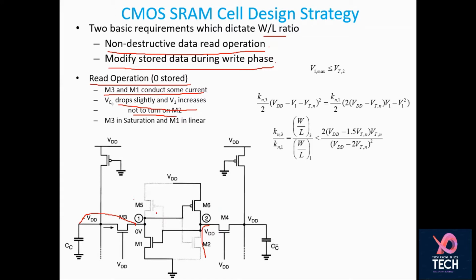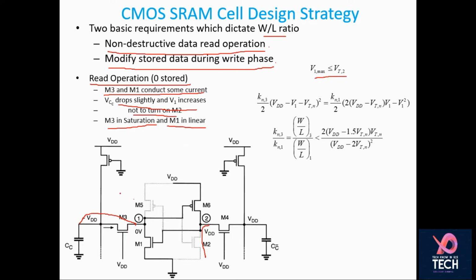So during the read operation, to avoid any change of content, what we actually want is for this 0 to remain 0. That means the design is made in accordance so that the contents will not be changed, and that is how things are achieved. In this case, M3 should be in saturation and M1 in linear region. That is the primitive requirement: this should be in saturation while M1 should be in the linear region. So V1 max should be less than VT2.